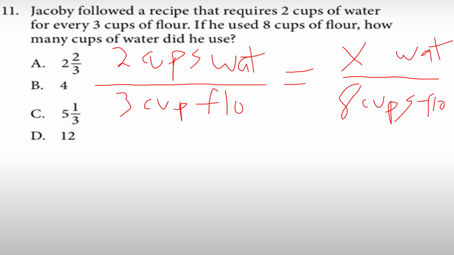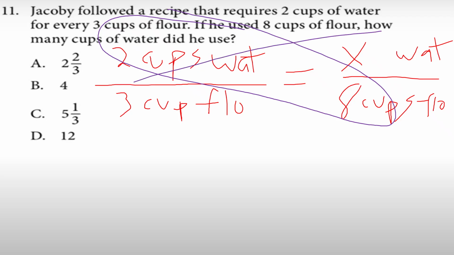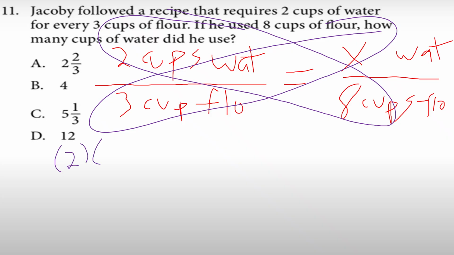So just like we did in previous examples, we just cross multiply. So we have 2 times 8 and 3x. So it's 2 times 8 equals 3x. And we know 2 times 8 is 16. So we'll get 16 equals 3x.